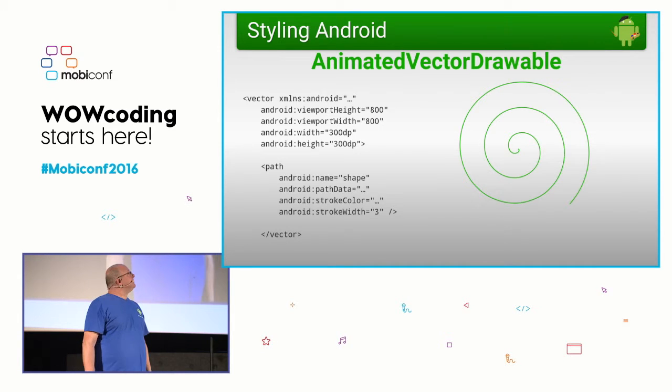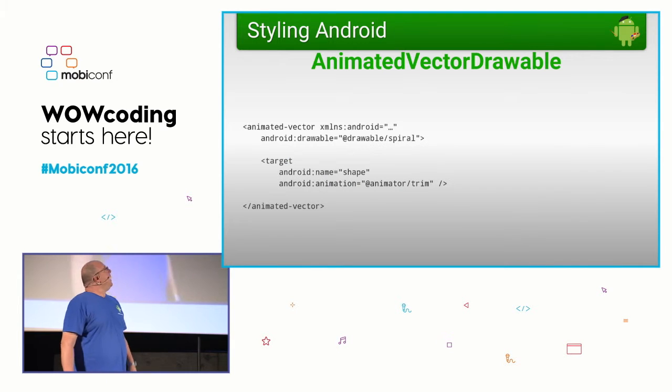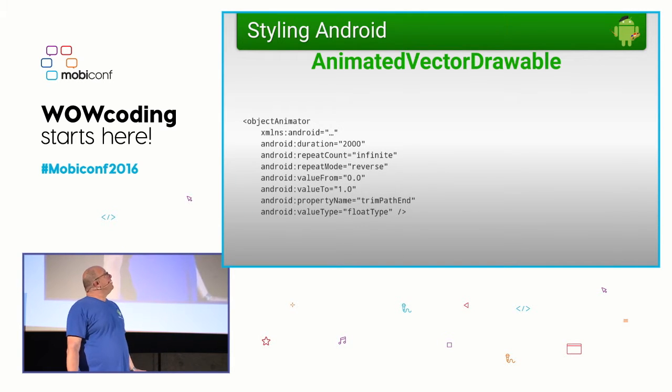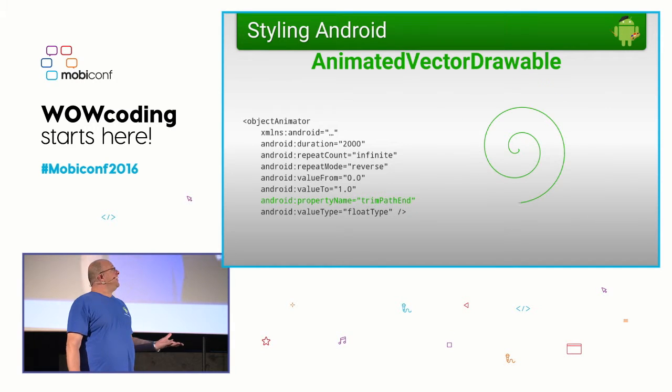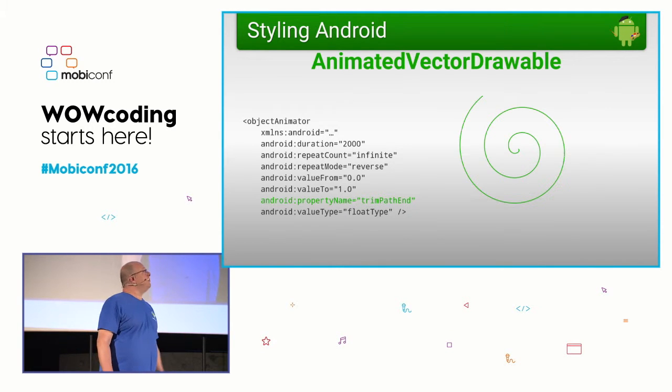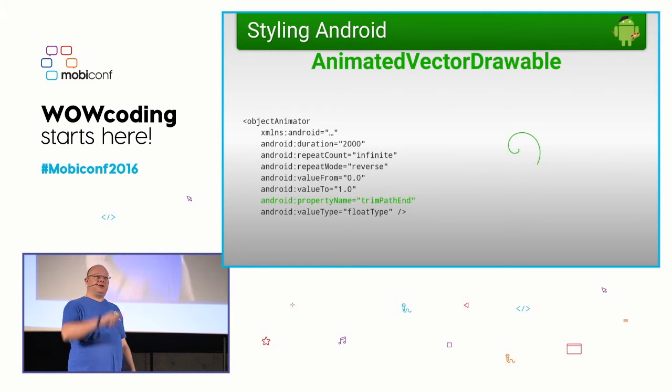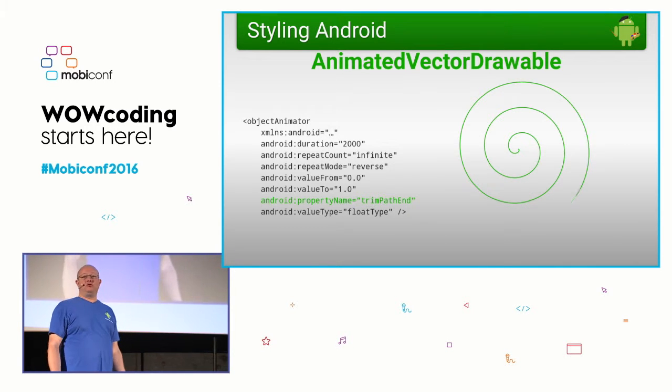And you can animate this as well. So once again, we give it a name, shape. Yeah, I really didn't think that one through. We do the mapping in exactly the same way. But the object animator in this case, you can see we're doing trim path end. It's a float type, and we're going from 0 to 1. And so by doing this animation, it's as though the path is being drawn in real time.